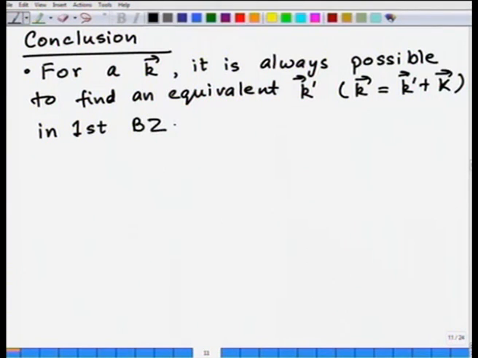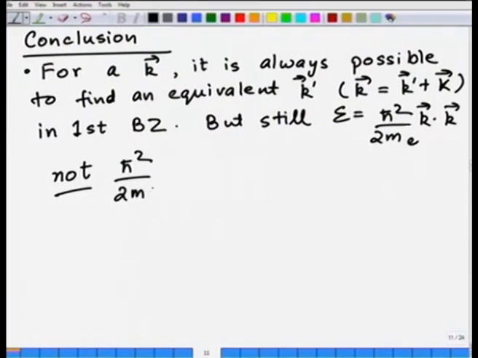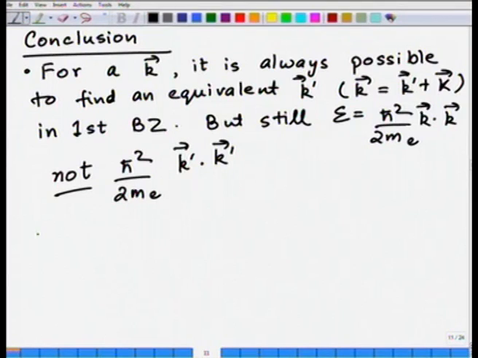I have a conclusion, but still, energy is equal to h square by 2m k dot k, not h square by 2m k prime dot k prime. It is not that. On the x axis of the E-k diagram, I can find a k prime, but the energy that I represent is still going to be the real energy, which will be using k, not k prime. That is the one point I want to make.